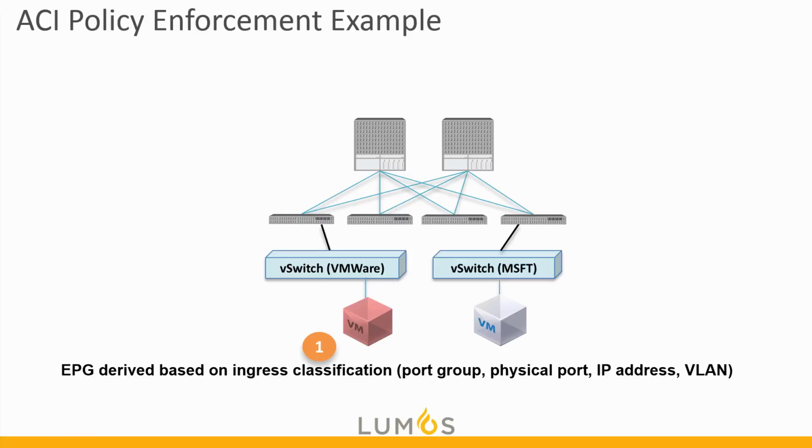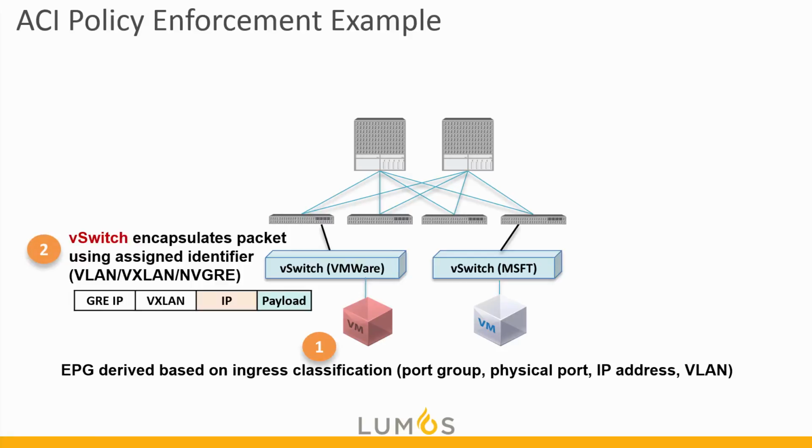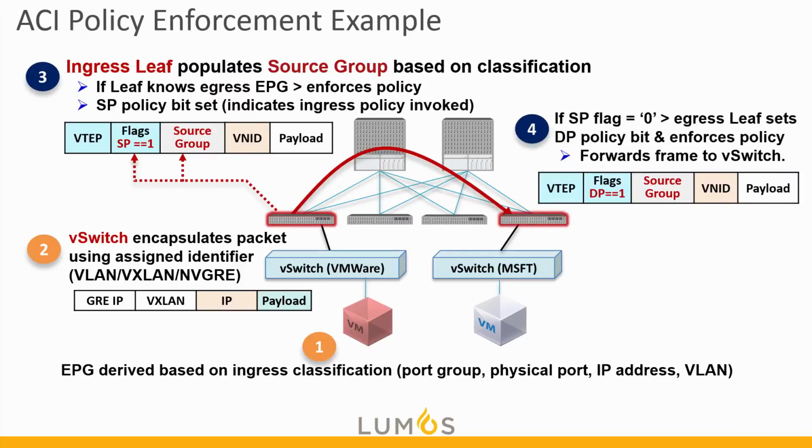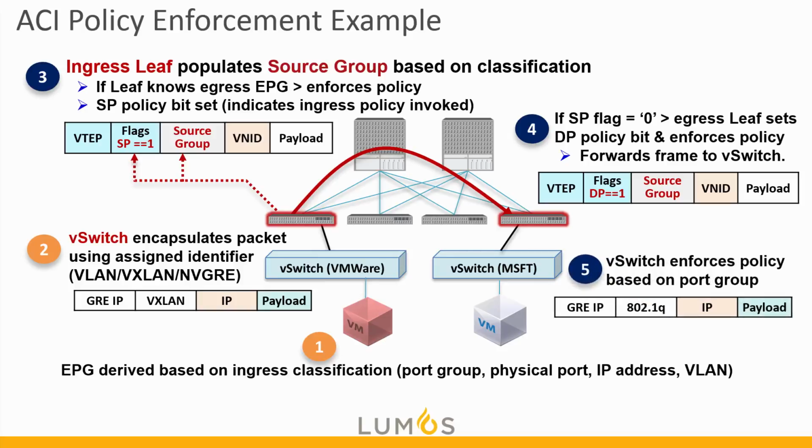At this point, the vSwitch is going to encapsulate it, and if it knew about not only the source but also the destination group, then it will populate the SP flag with 1 and the source group with the class ID. At this point, if the source policy bit was set to 0, the egress leaf is going to set the DP bit when it enforces policy, and then it would be forwarded onto the VM.